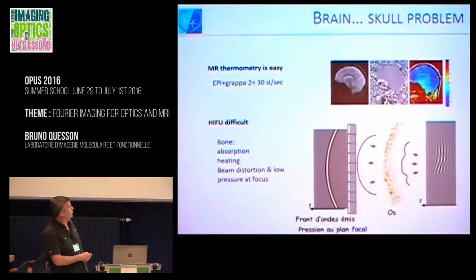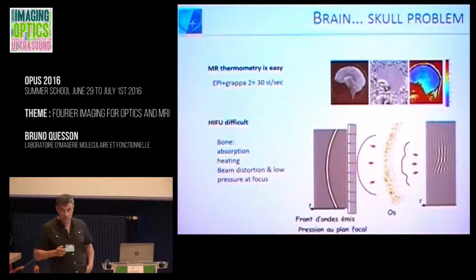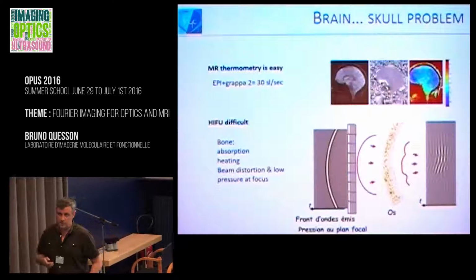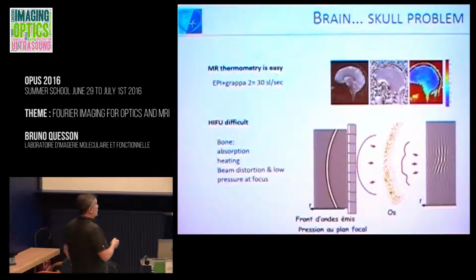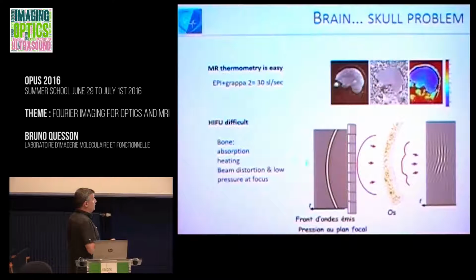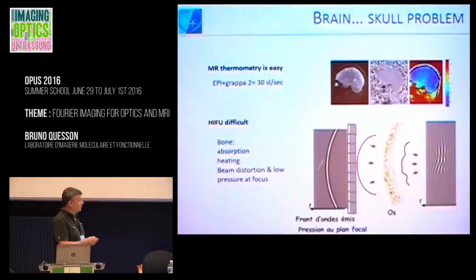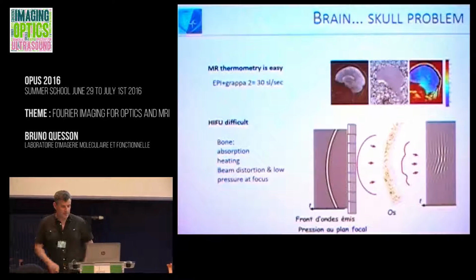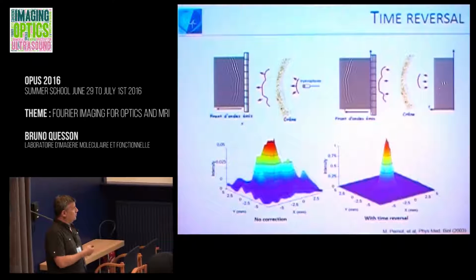Okay, with a spatial resolution, this one was, I think, 1.8 by 1.8 by 3 millimeter, and you can cover 20 slices over your brain every second, and you can do it even better. But the counterpart is that HIFU is difficult because you have the skull, and the skull is absorbing and distorting the emitted field by the transducer, and then you have something which is distorted, and then you don't have a very constructive interference here. So they have developed method to use a time reversal.